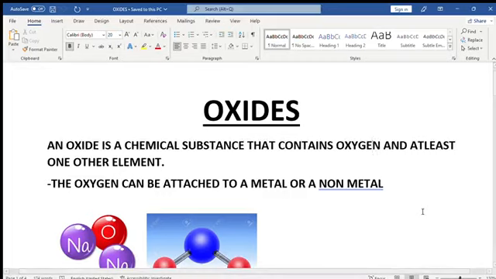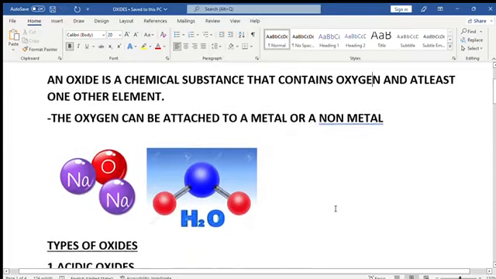In this video, I want to help you understand this subtopic called oxides. Now, an oxide, from the definition that can be seen on the screen here, is a chemical substance that contains oxygen and at least one other element. So an oxide by definition is a binary compound of oxygen, but it should be bonded to another element, either a metal or a non-metal, and that can qualify it to be called an oxide.